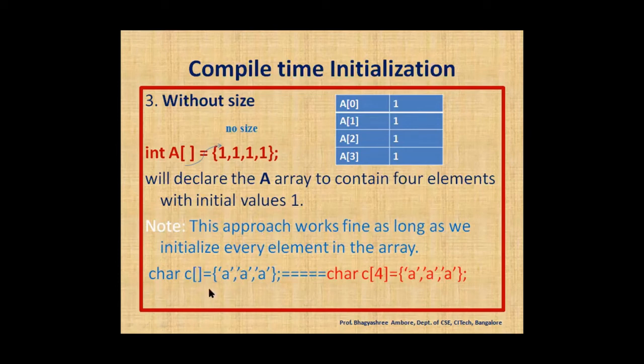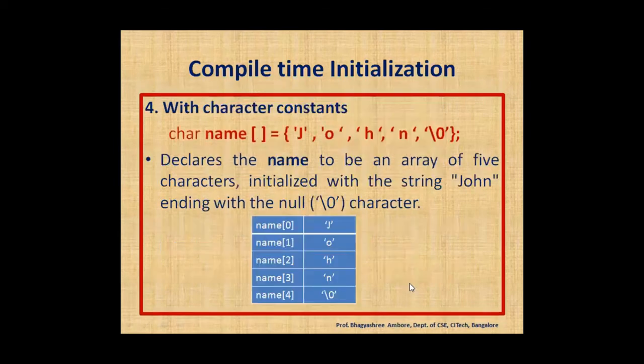Now, an example: character C, size I have not mentioned. I have given 1, 2, 3 A's. What will be the size? Size will be calculated as 1, 2, 3 plus 1 for the null character. So the size of the character array will be 4 here. Even though I have given 3 values, it will be considered as 4 because each character array ends with a null character.